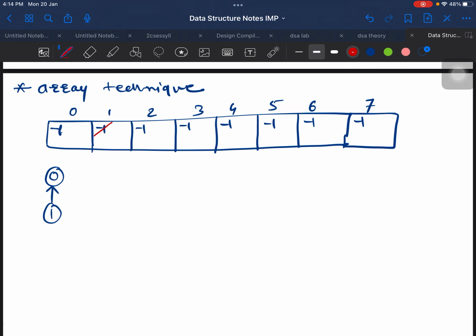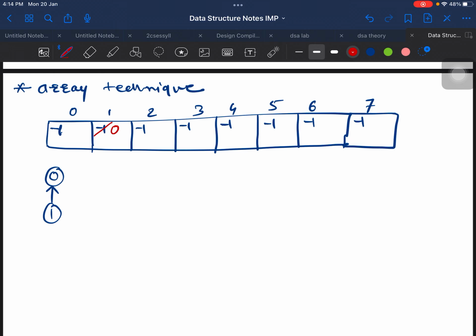I need to change this array. Instead of writing minus 1, node 1 now has a parent, 0. So here I will write 0. Who is the parent of 0? Parent of 0 is no one. So minus 1 is there.